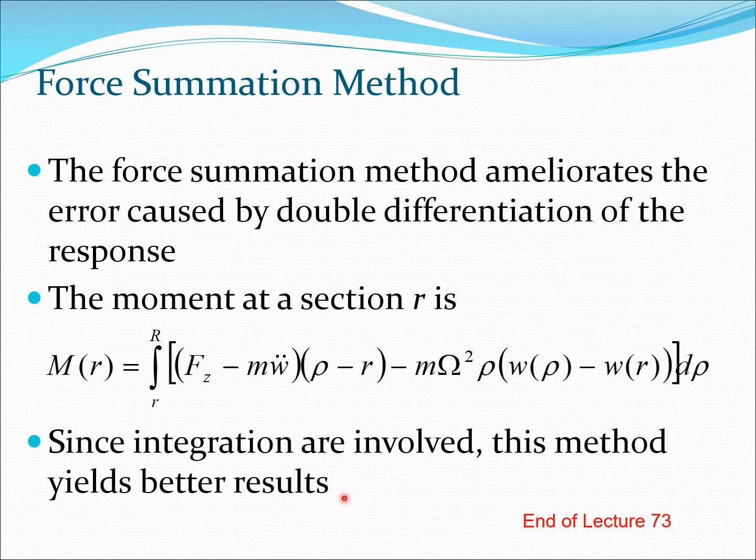So we see in the force summation method that some of the problems which are present in the modal methods due to double differentiation of the spatial component of response get mitigated, and the moment at a section r can be calculated like this. So we have a formula here, we can use it and calculate the moment in the force summation method, and then once the moment is known from the previous formula which we listed, we can actually calculate the bending stresses. So that's the way to calculate the bending stresses here.